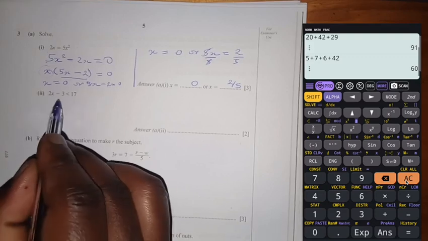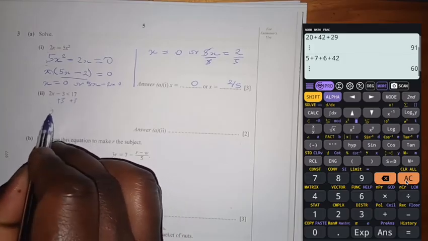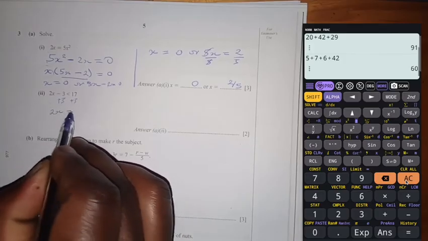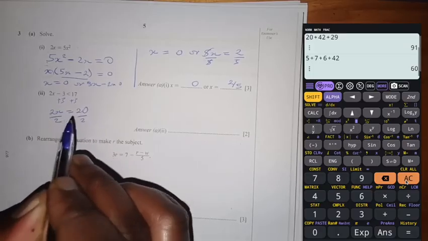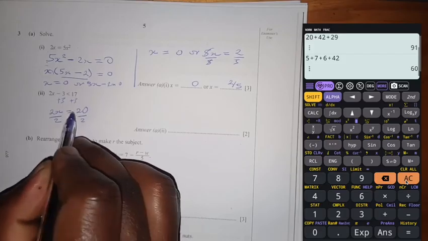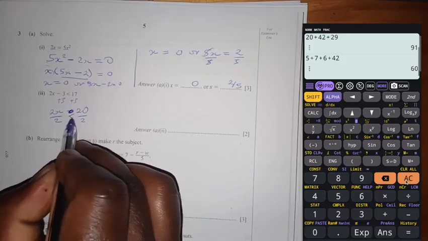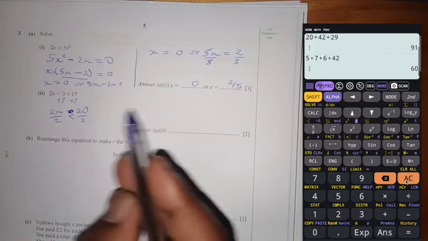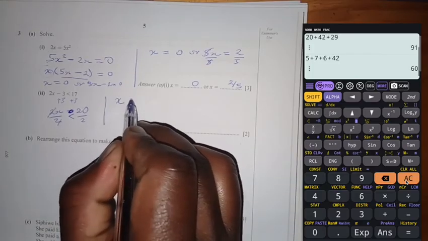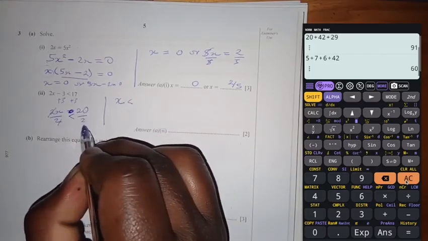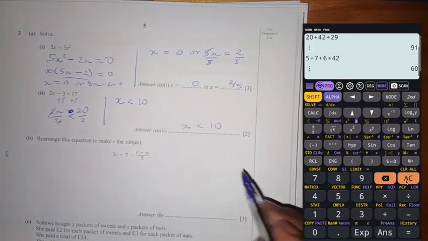So first things first, take this 3 to the other side, plus 3 plus 3. Then your 2x equals 20, over 2 over 2. I've committed a foul here. Don't change the inequality sign. This cancels that. Then you are left with x being less than 20 divided by 2, which is 10. That's the answer: x is less than 10. Should be 1 mark, this one.